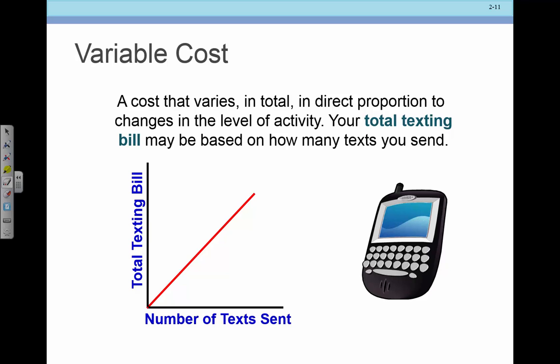A variable cost is a cost that stays the same for each unit produced, but changes in total based on the number produced.